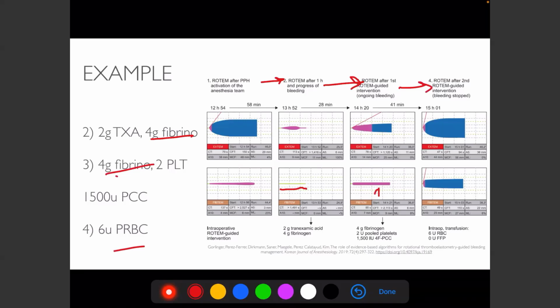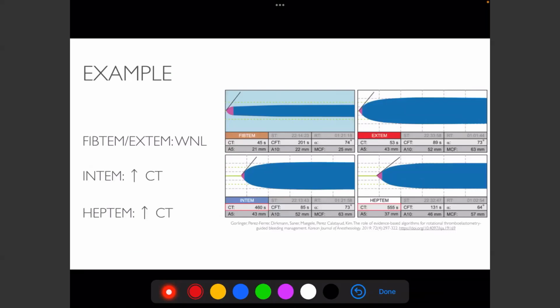So that was something I wanted you to keep in mind, because there are places that will serially run it to guide your resuscitation. You shouldn't just do a one-and-done strategy. One more example. I have a couple more examples, but we're pretty much out of time. In this one, your FibTem and ExTem are normal, your NaTem is high, and your HepTem is also high. So what does that mean?